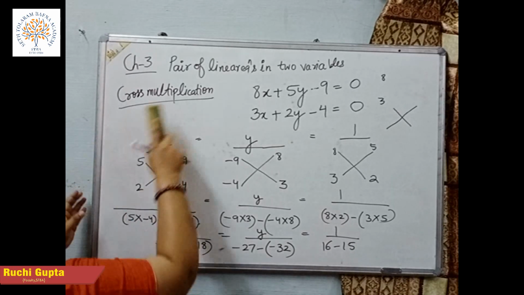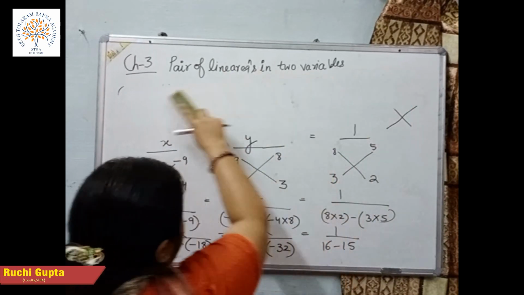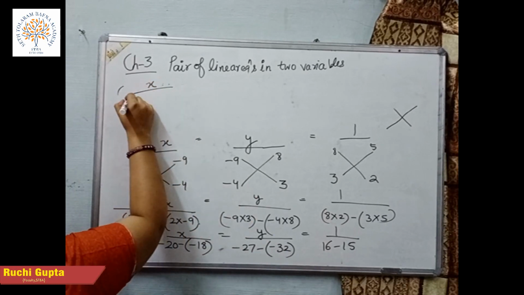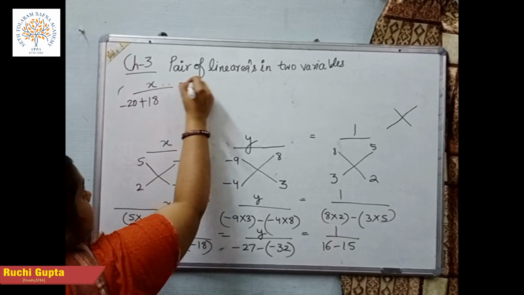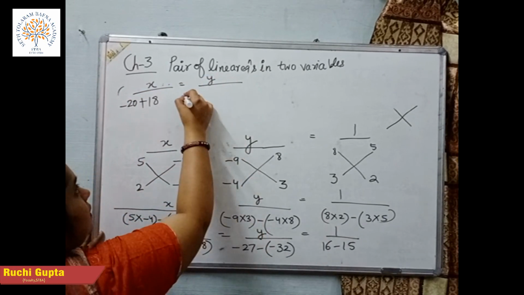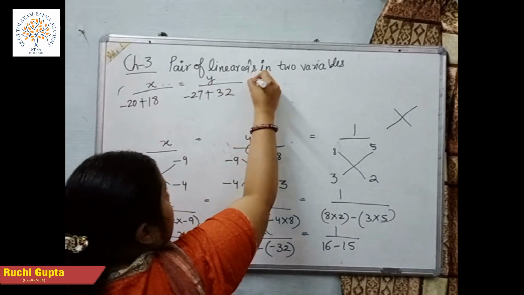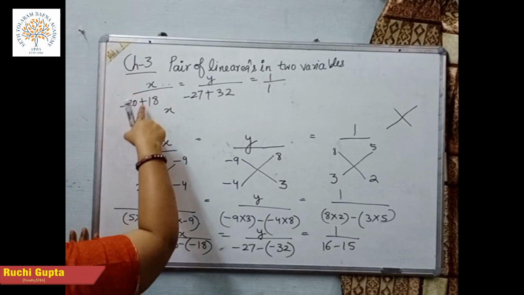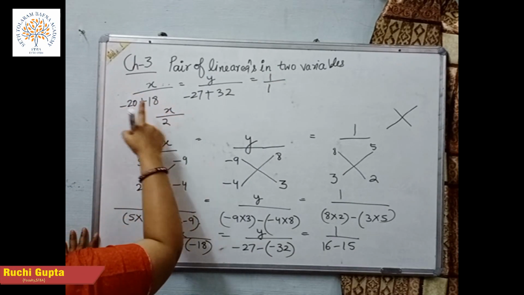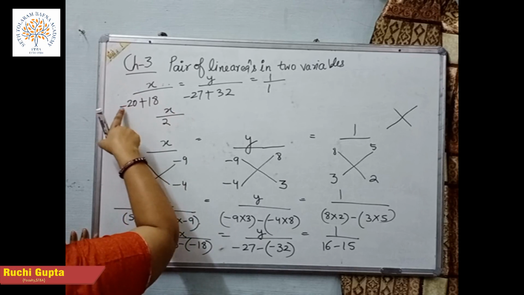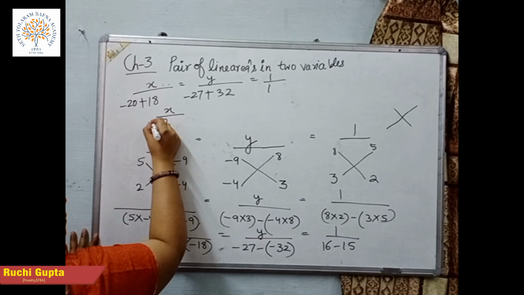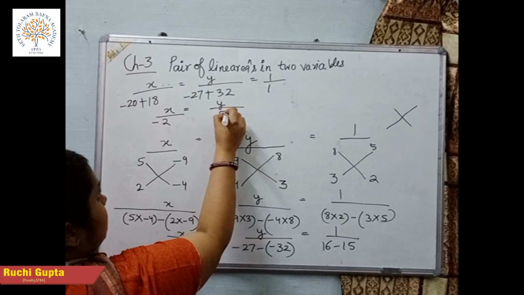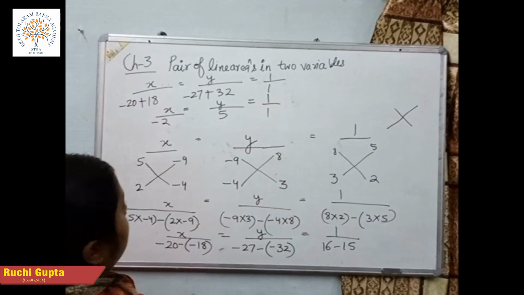Up to this step it is clear to you students? Look at each and every step very carefully. So minus minus becomes plus. Minus minus becomes plus. Here also minus minus becomes plus. And here 16 minus 15 is 1. So plus minus minus. 20 minus 18 is 2. But 20 is greater and we take the sign which is before the greater term. So it is minus 2. Plus minus is minus. 32 minus 27 is 5 and it is 1 upon 1.